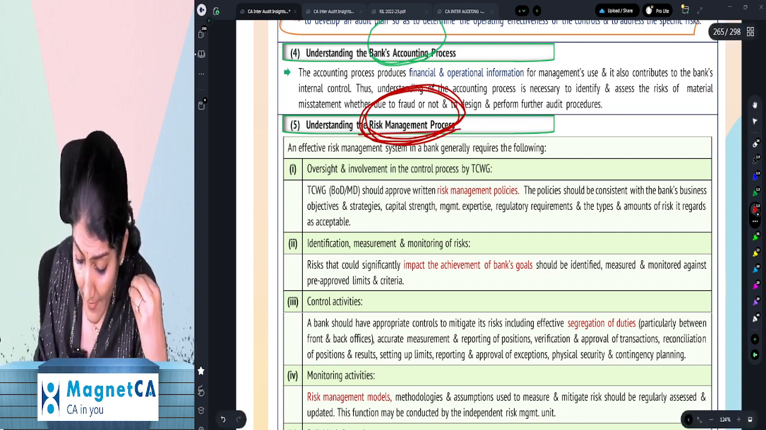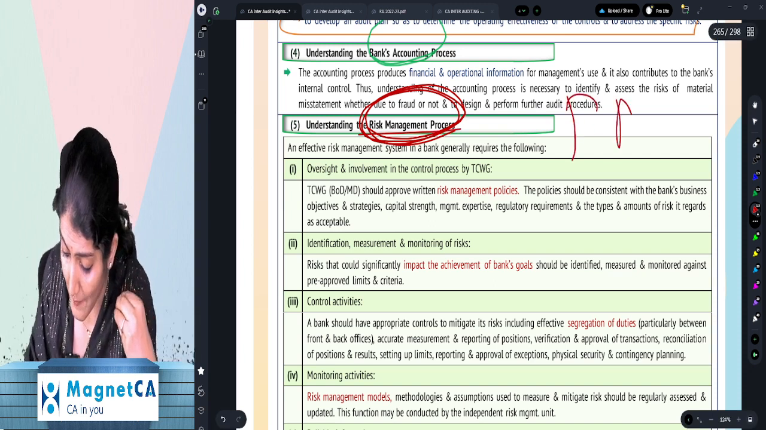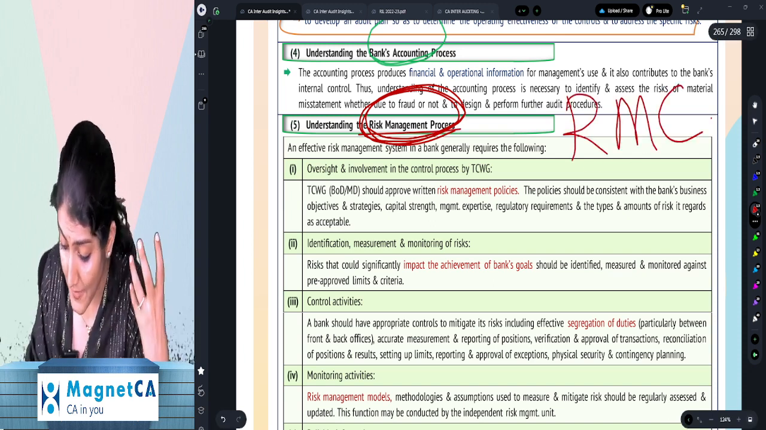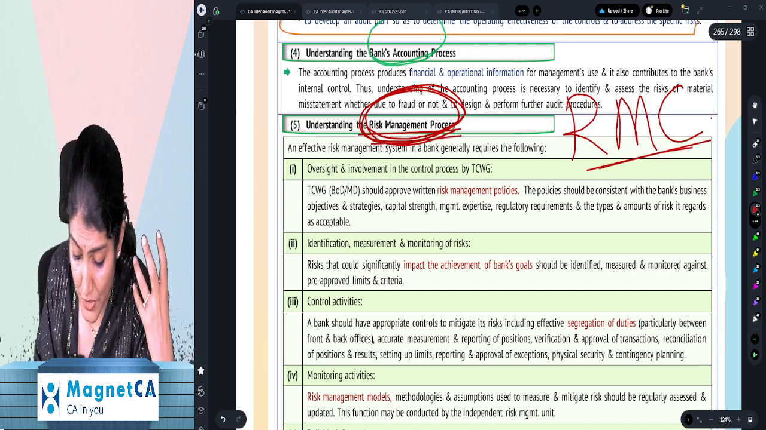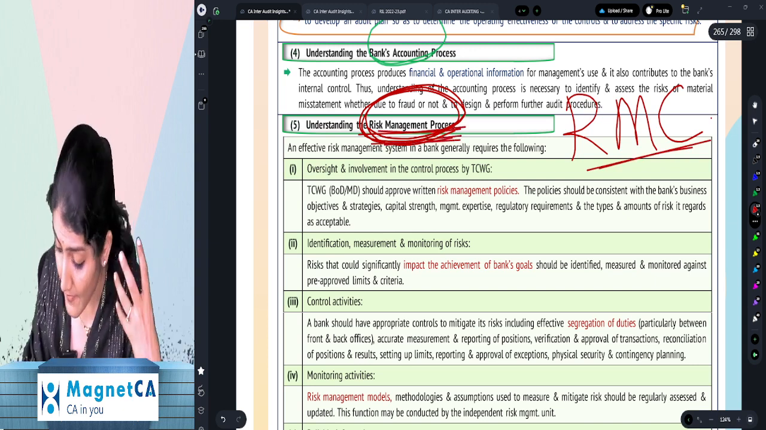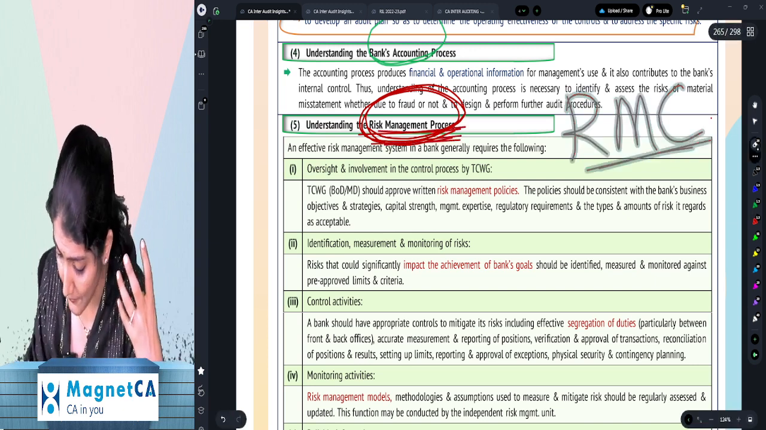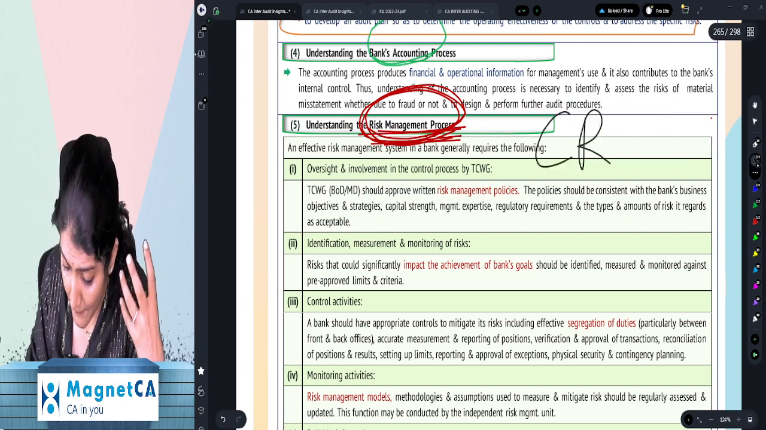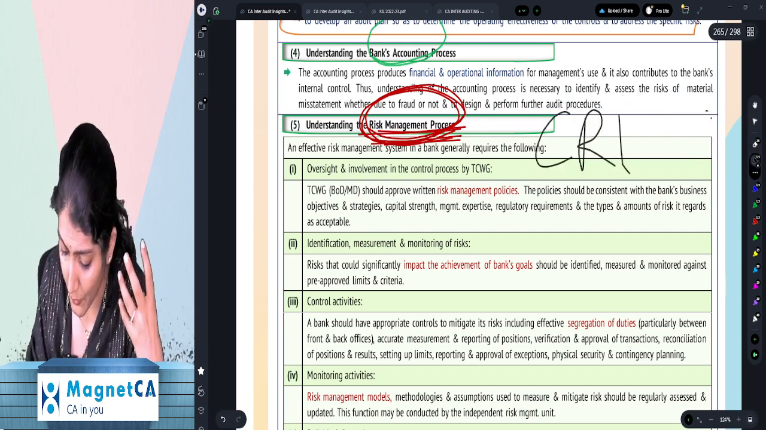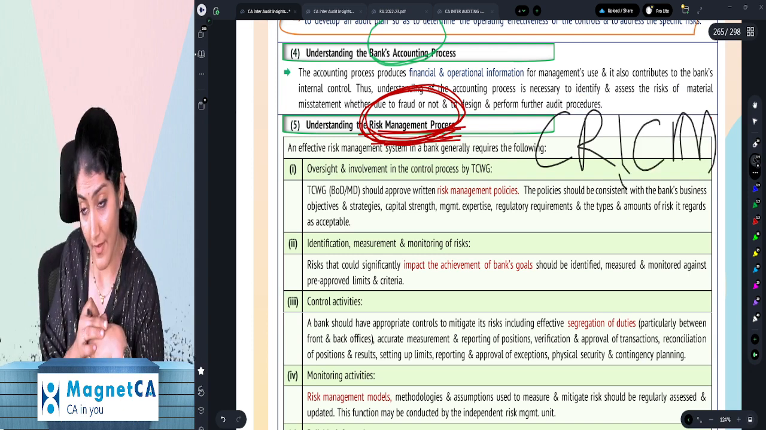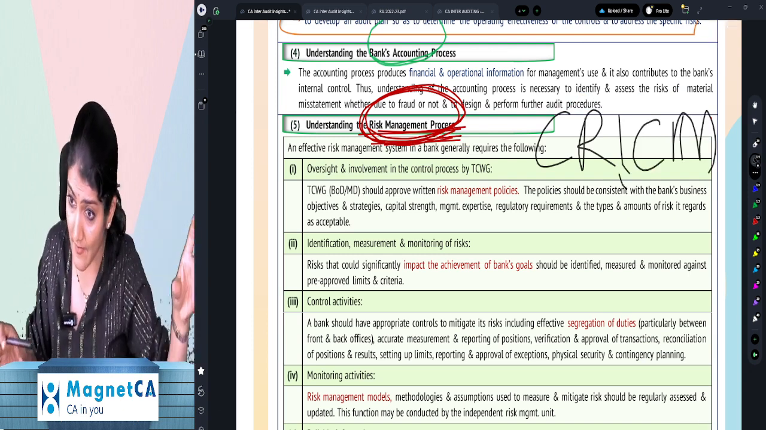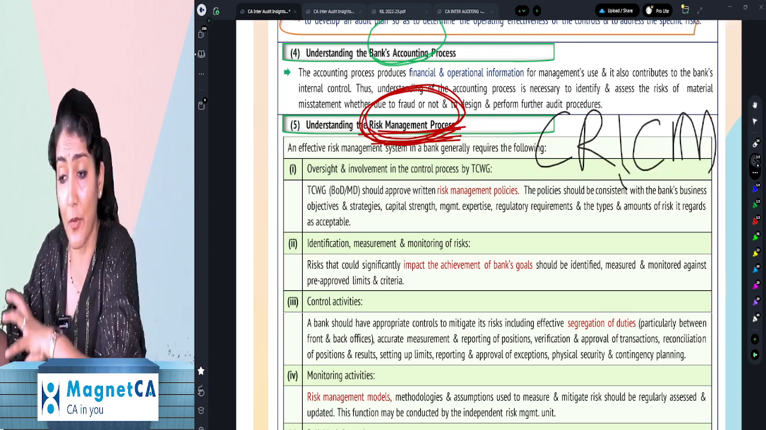Yes, so now bank, it says you need to have a risk management committee. And this risk management committee will lay down a risk management process. And this risk management process, please pay attention everyone, is similar to the 5 components of internal control which I told you, PRISM. And a similar risk management system is similar to internal control system.